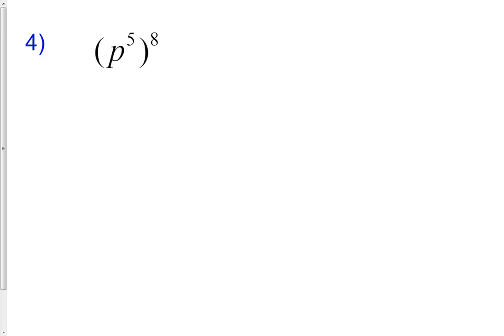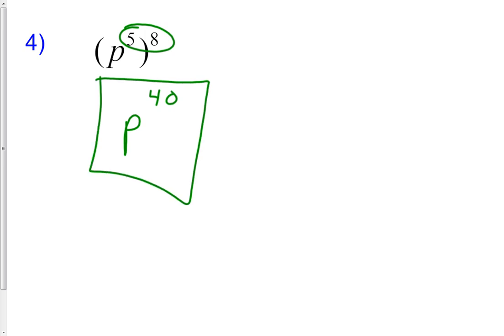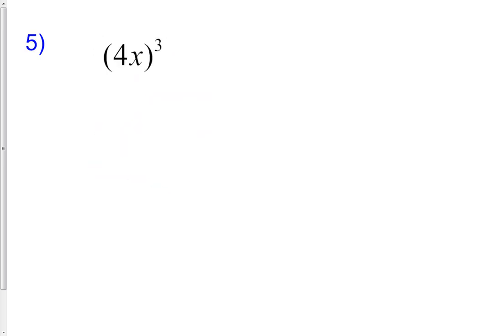Question number 4, when you have a power raised to a power, you're going to multiply these two. So this is p raised to the 40th. When you have a power raised to a power, you multiply the exponents.